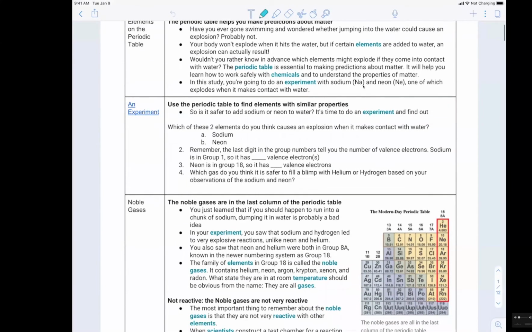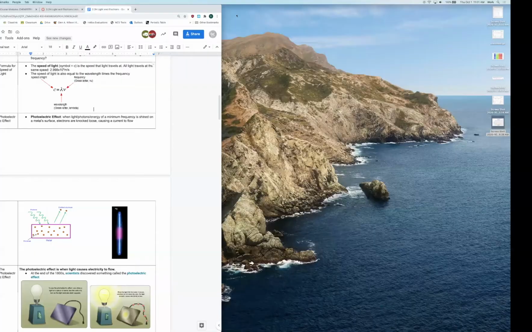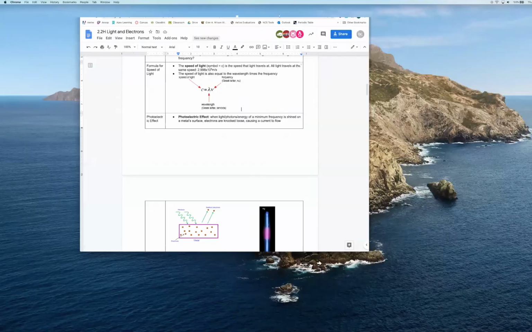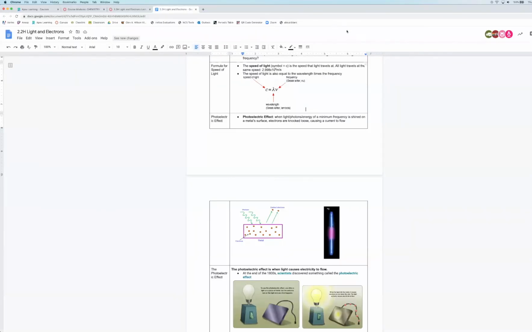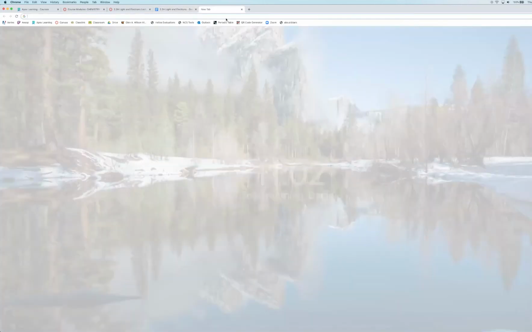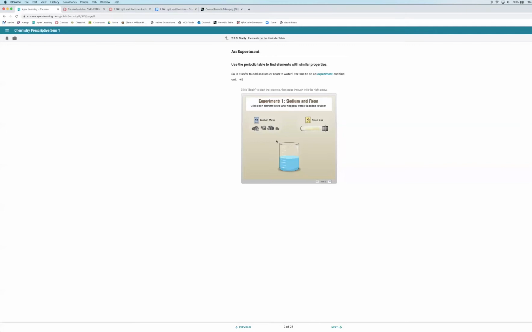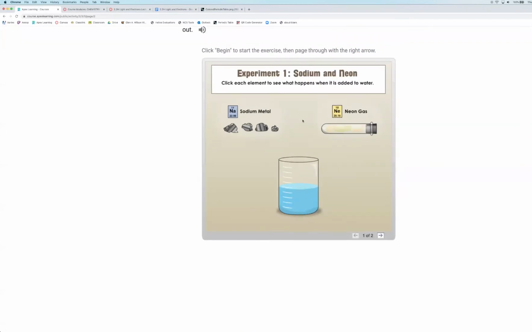The reason we're going to do that is because if you look at sodium and neon, you can see they're on opposite sides of the periodic table. So it'll give us a pretty good indication of how these elements will behave. We're going to compare sodium and neon by adding them to water and seeing what happens.